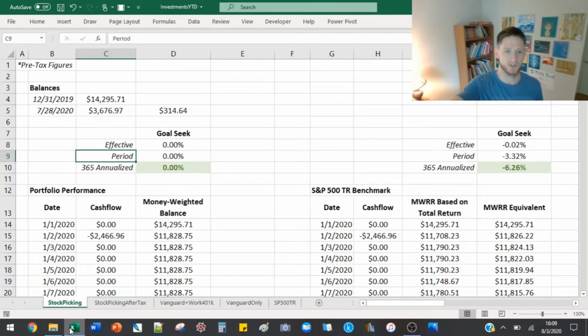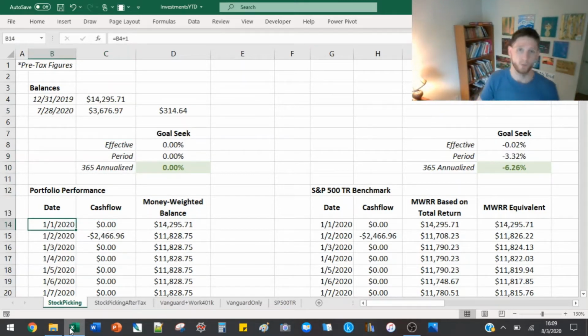So what you're going to want to do is make a column specifically for date, whatever period you chose. So I have January 1st all the way down to July 28th, which is my study period. Year to date as I made the sheet, not year to date as today, unfortunately.